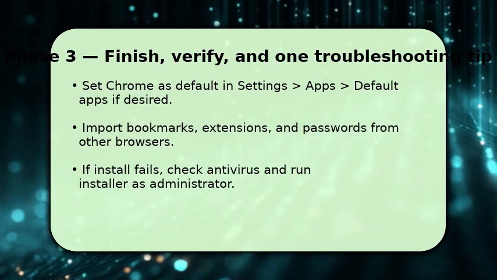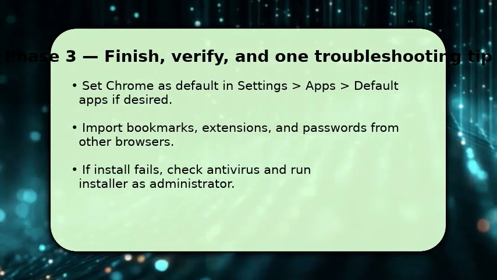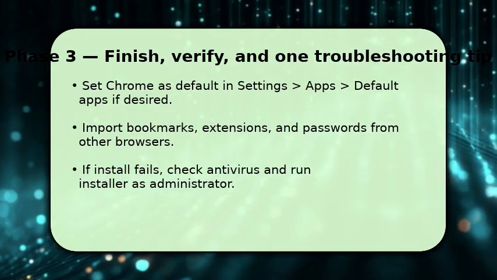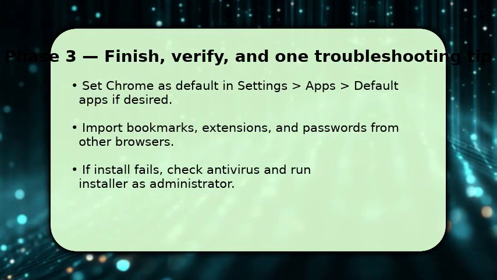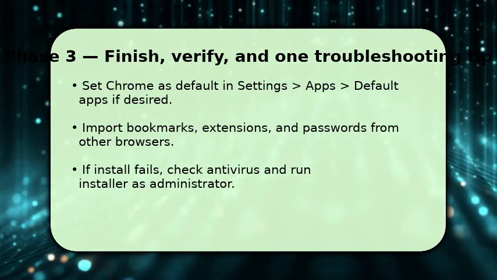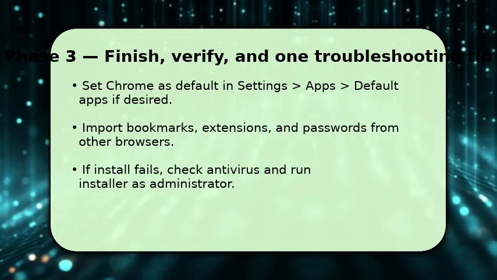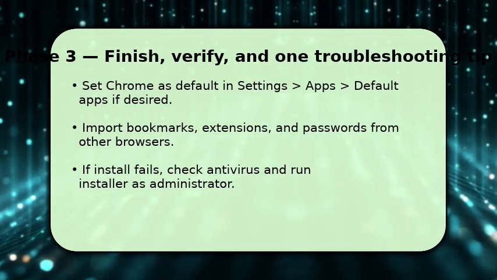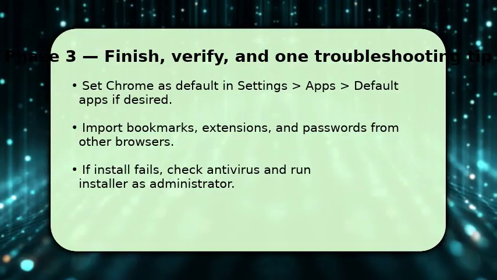If installation fails, first run the installer as administrator, then temporarily disable third-party antivirus or firewall if it blocks the installer. Once done, restart Windows, rerun the installer, and verify Chrome launches and updates automatically. That usually resolves remaining issues.